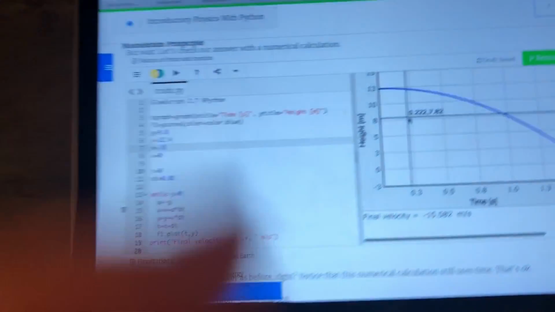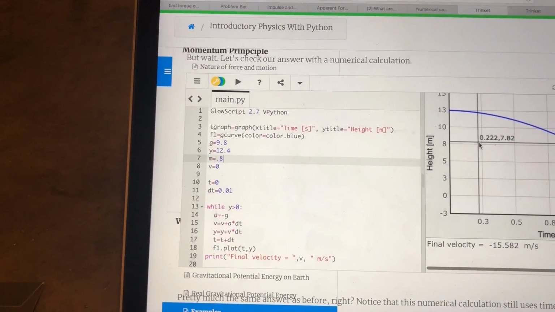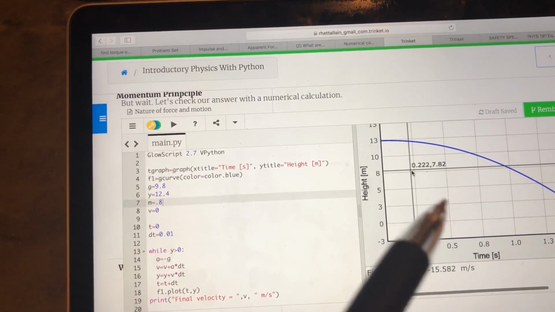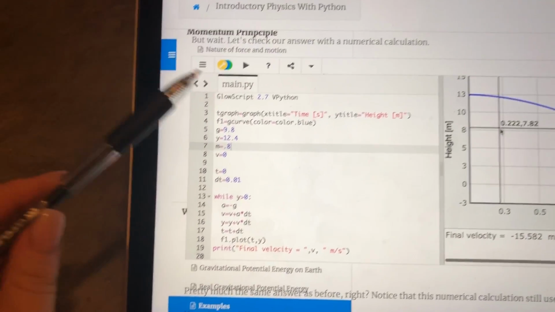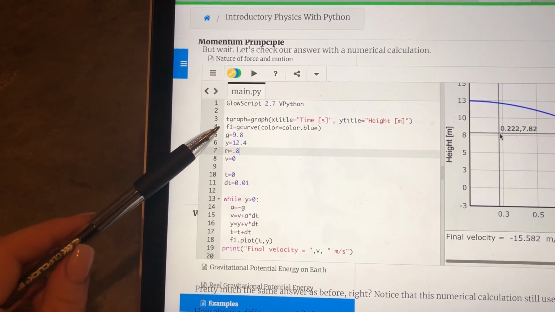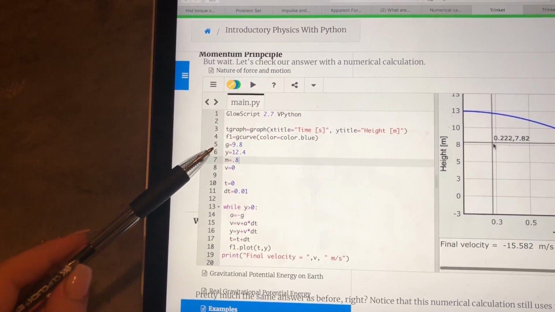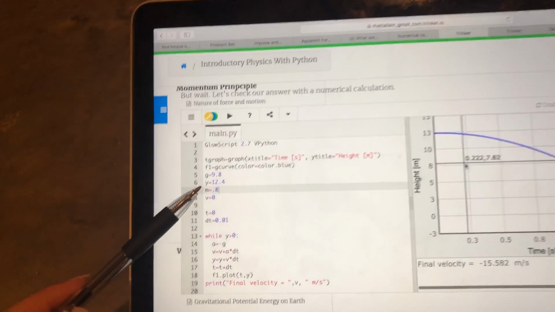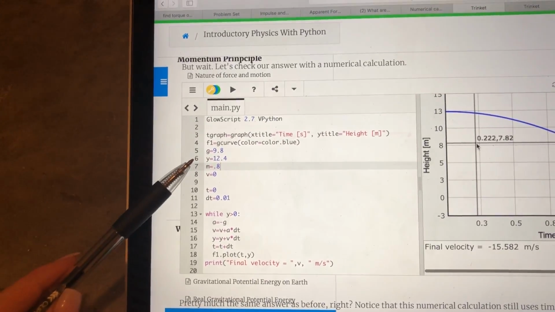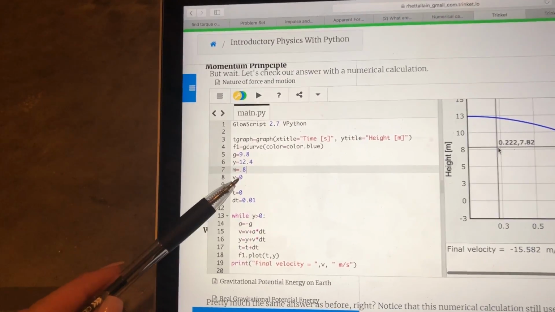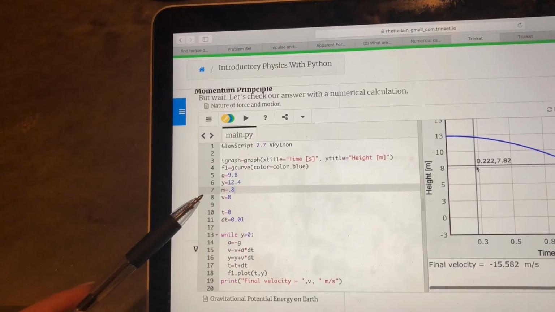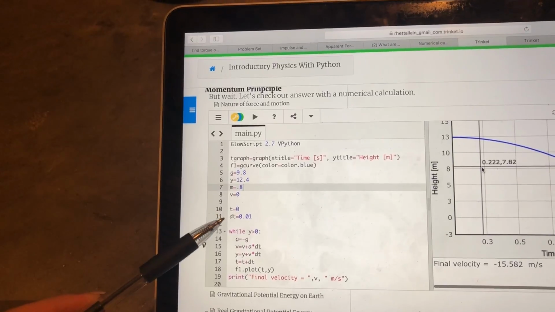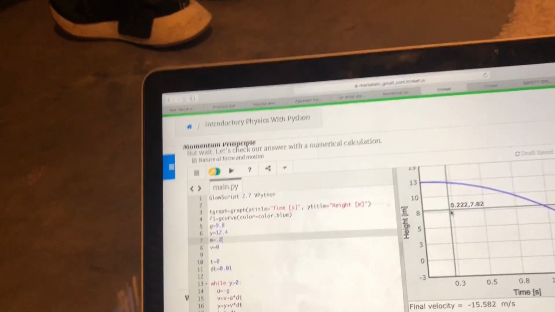From there you could check your answer in Python, which I did here. The first one is the graph of the height and the time. Lines 3 and 4 are everything for the graph. Line 5 is gravity, 9.8, and line 6 is the distance of 12.4 meters. Line 7 is the mass of 0.8 kilograms, then the initial velocity of 0, the time is 0, and the change in time is 0.1 seconds.